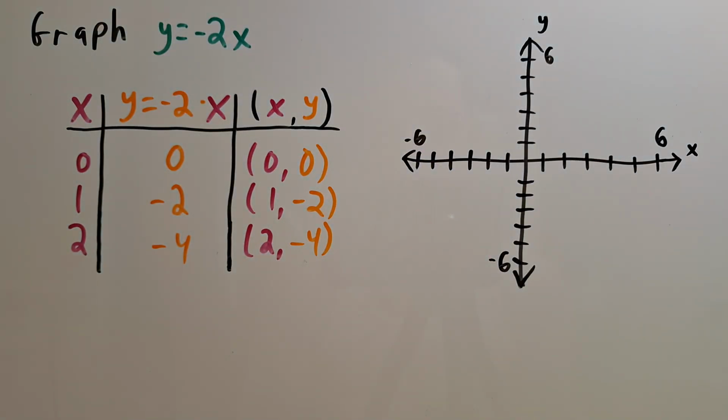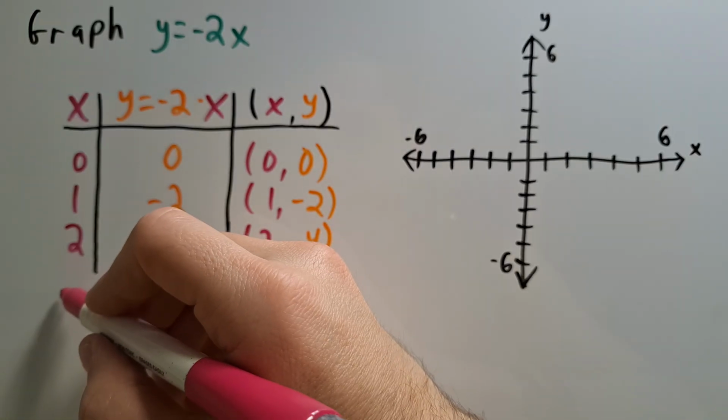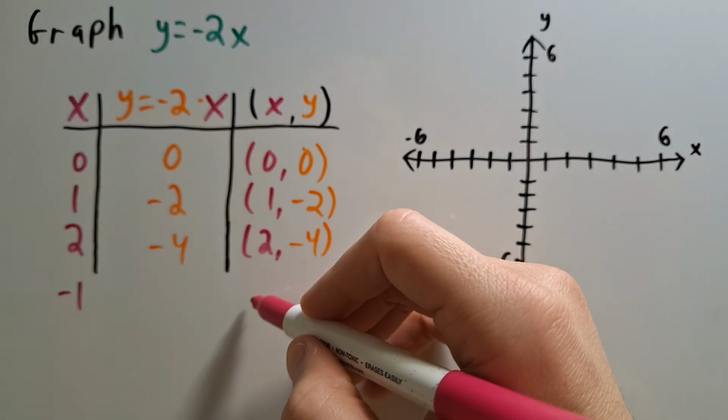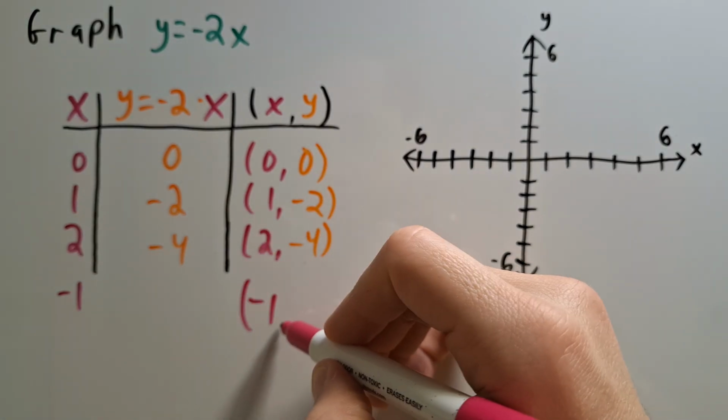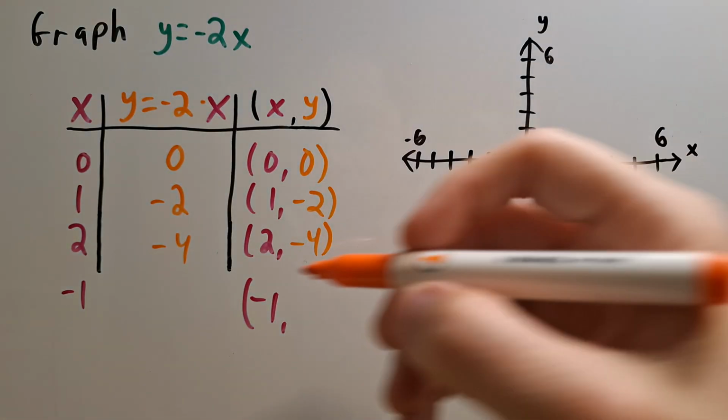Let's go ahead and get the fourth one out of the way. I'm going to go in the opposite direction, so I'm going to go one value less than 0, so we'll do negative 1. And negative 1 times negative 2, that's 2 negatives. That gives us a positive result of 2.